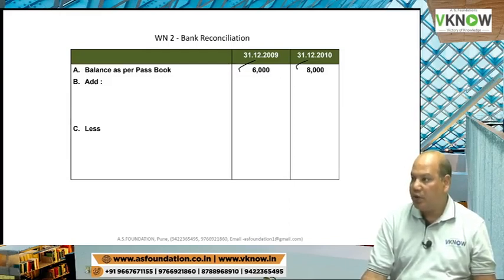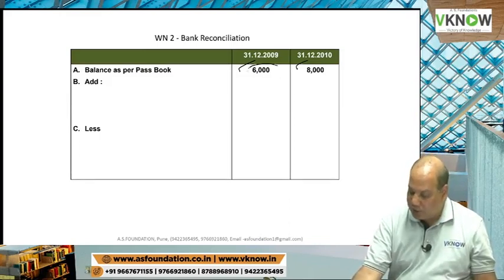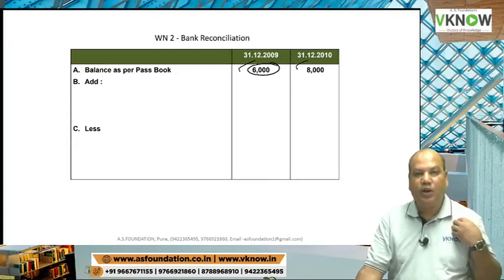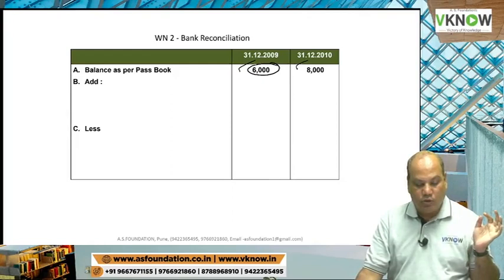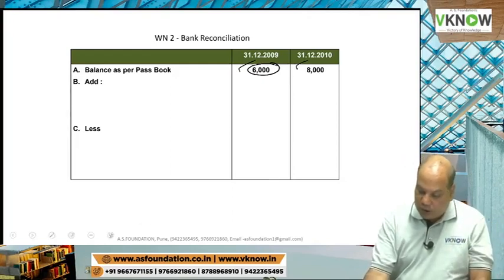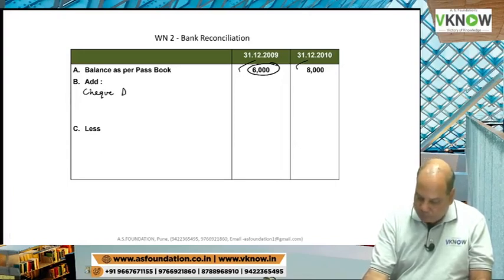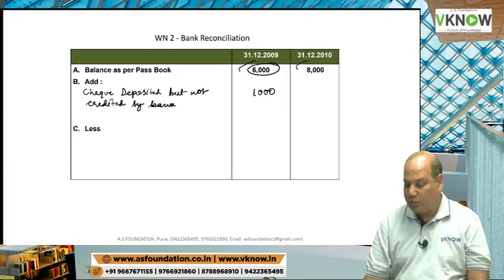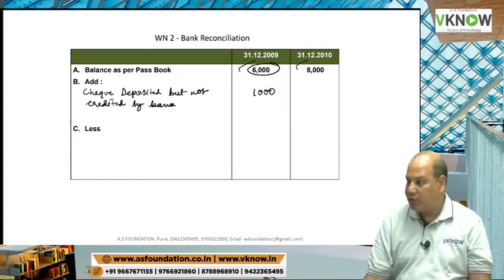This will come in BRS item because here the bank balance is not correct. We have deposited the check, means we have passed the entry, bank has not passed the entry. So this I will have to write, add check deposited but not credited by bank, 1,000 rupees. Passbook figure is not correct.